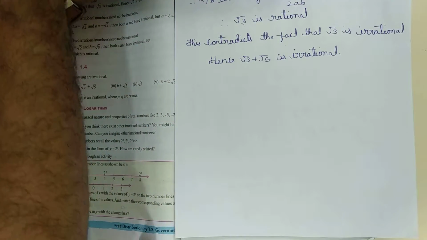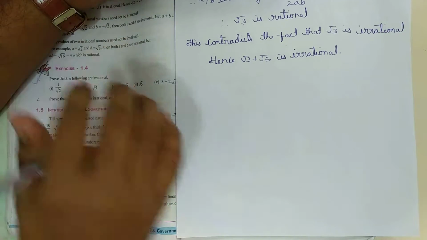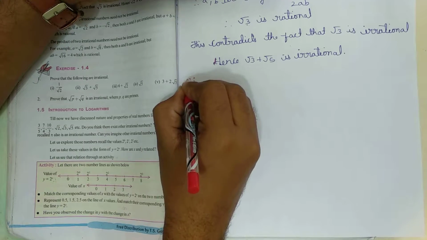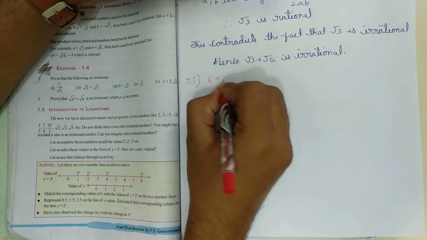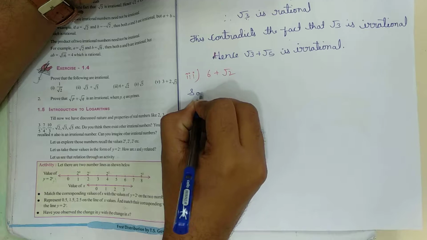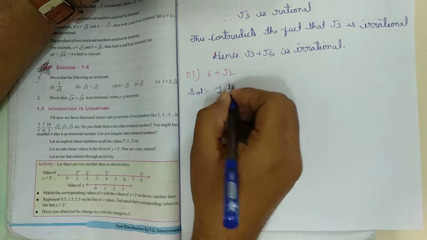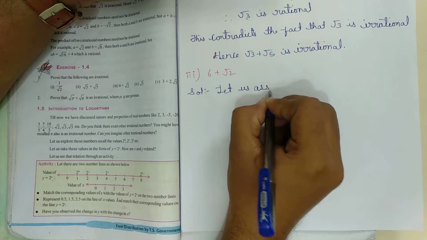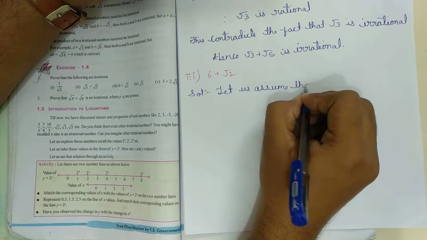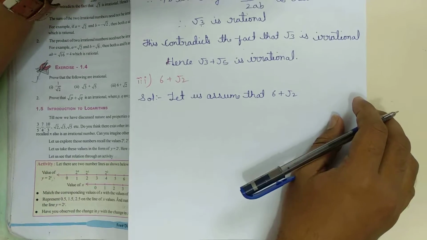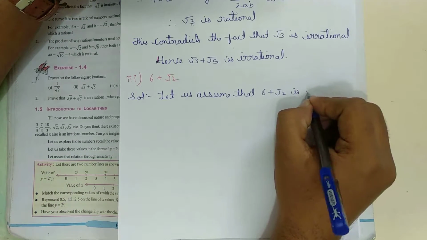Okay, so we'll see the next question, that is 6 + √2. Okay, so in this what we have to do, same we have to do. Solution: let us assume that 6 + √2 is rational.